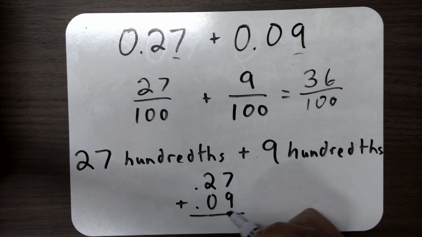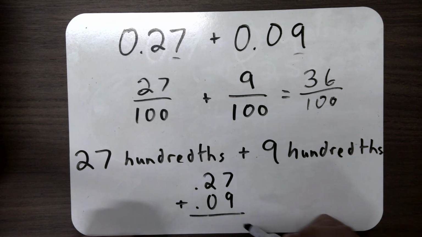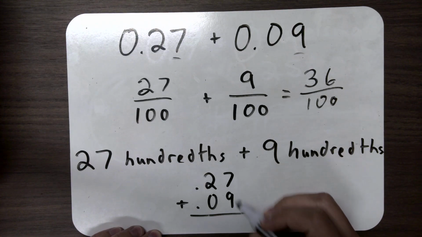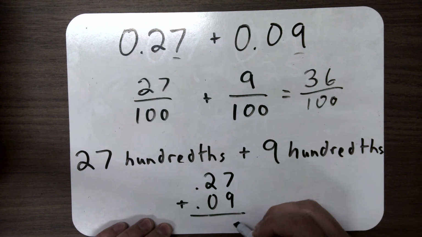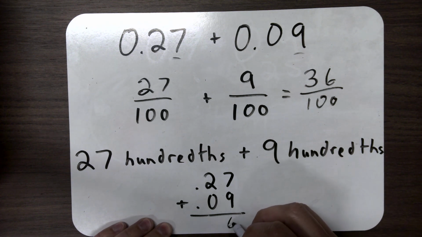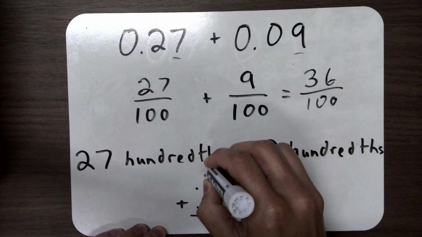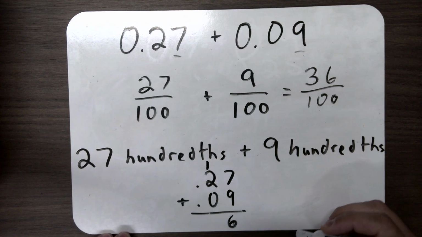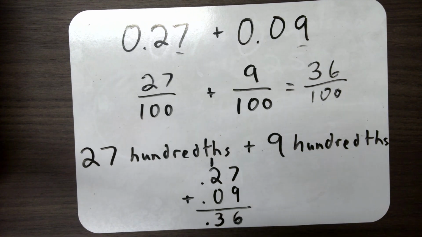And then what we actually showed in the models is just our algorithm that we'd use. So we combined our hundredths places, the 7 hundredths and the 9 hundredths. That resulted in 6 hundredths, and then 10 of those hundredths got regrouped into a tenth. So we had one more tenth that we need to add on to this, then 1 plus 2. So we had 36 hundredths.